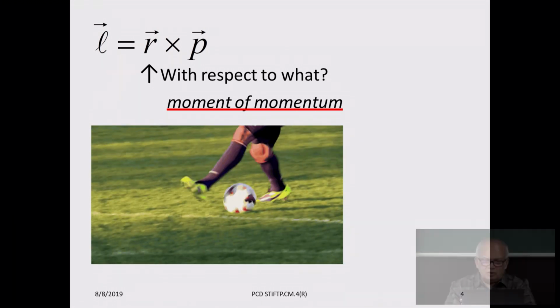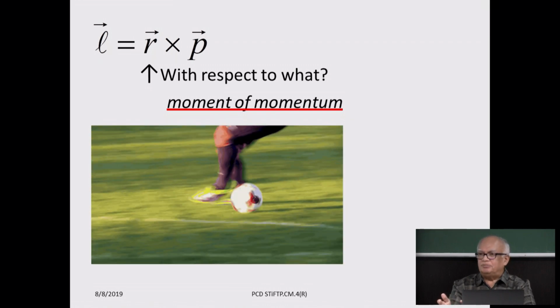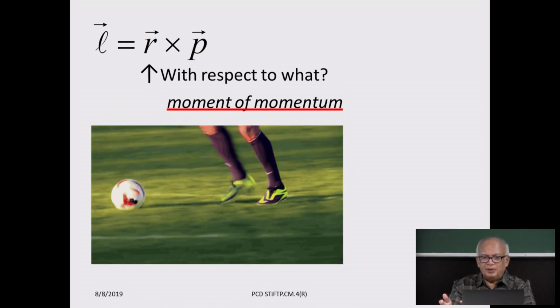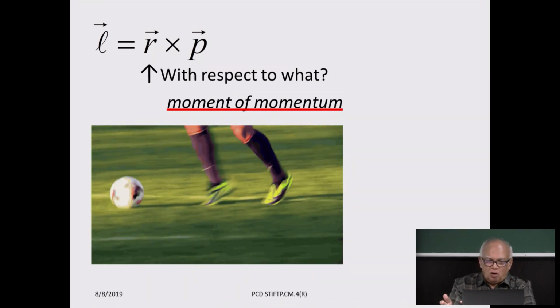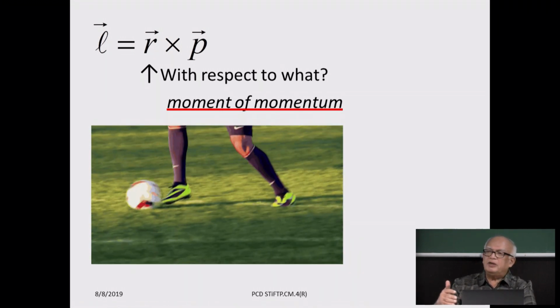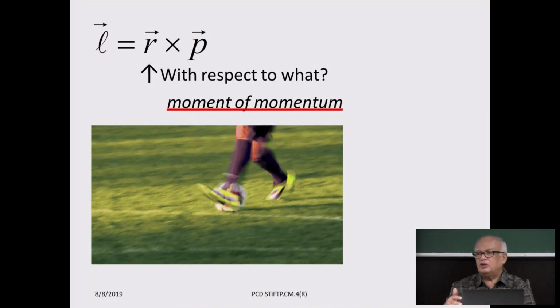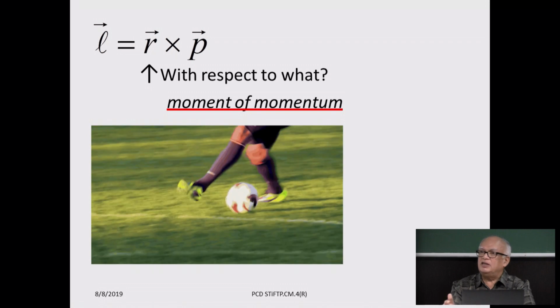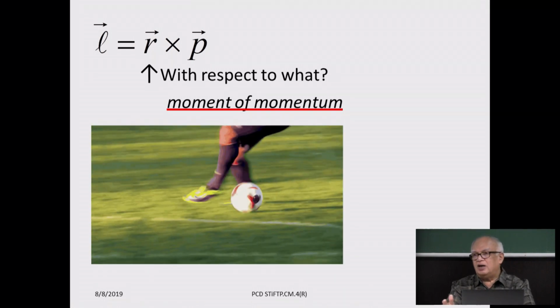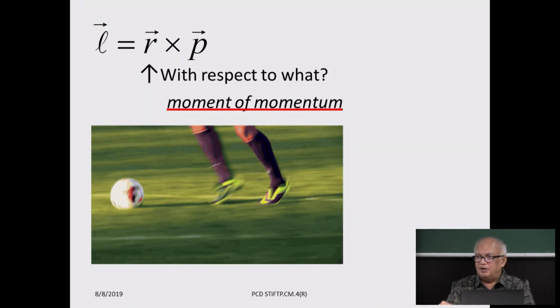And when you talk about angular momentum, you must talk about angular momentum with respect to what? So this ball which is being kicked around has a certain angular momentum with respect to different points on the playground. And the angular momentum with respect to different points on the playground are obviously different, because the position vector r with respect to each point of origin is different, right?